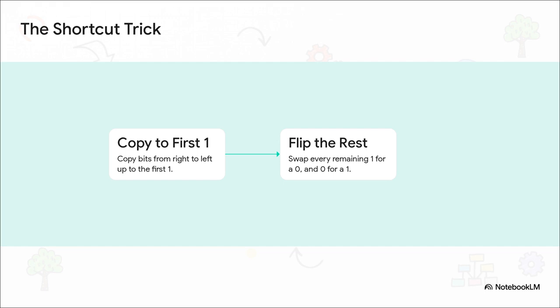Starting from the right-hand side, the least significant bit, you just copy each digit exactly as it appears, up to and including the first one you come across. After you've written down that first one, you just flip every remaining bit as you move to the left. 1s to 0s, 0s to 1s. It works perfectly every single time.